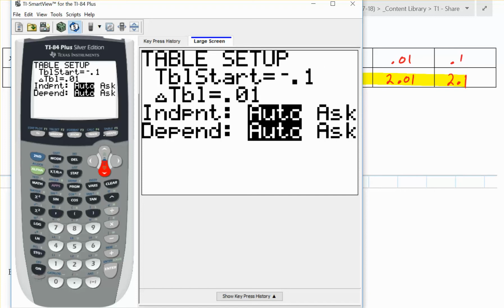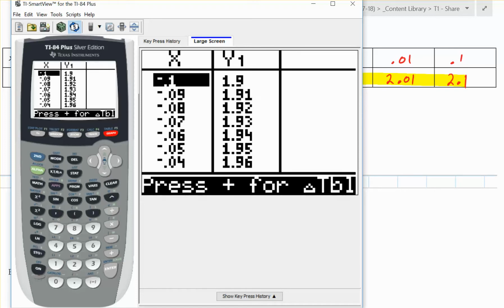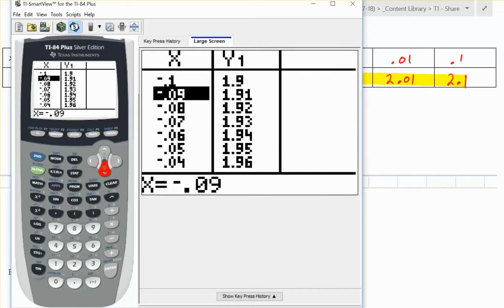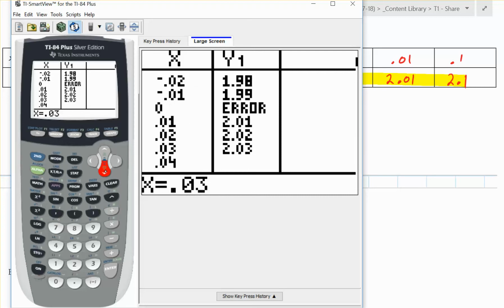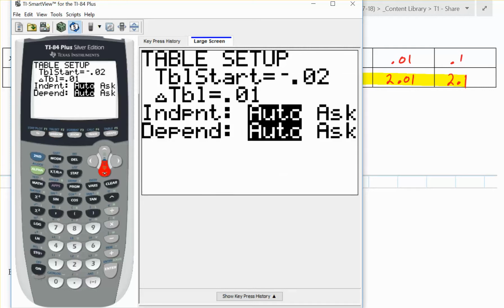And now see how there's table right there above graph? You go second graph. And look what it does. At negative 0.1, it's 1.9. And then as it gets closer and closer here, look what happens. It's just going to be error because you can't divide by zero. Oh, look, there's 2.01. Now, if you want to get even more accurate, or smaller steps, you can go into table set and you can change the delta table to 0.001.